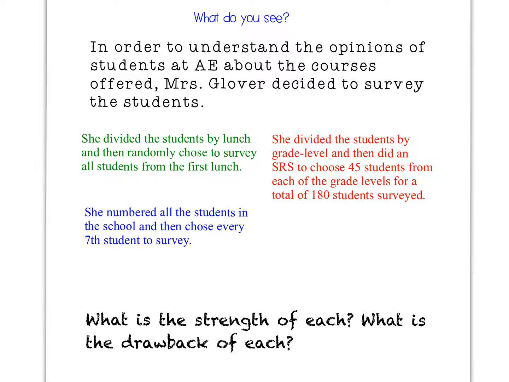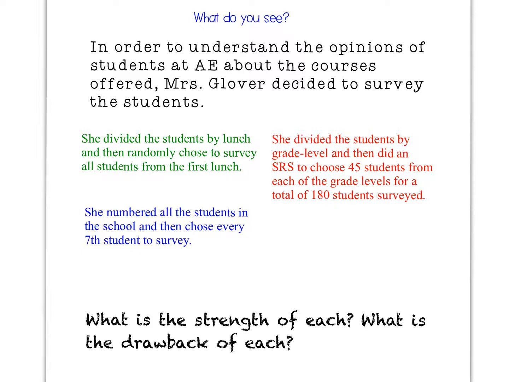Second, she divided the students by grade level. So she divided them up by a common characteristic. Very similar to this, only this is a characteristic and this is more of a location, all the students in one area at one time. Then she did a simple random sample to choose 45 students from each grade level for a total of 180 students surveyed. So in this case, her simple random sample is to choose from those common characteristic bands of grade level. And then lastly, she numbered the students in the school and then chose every 7th student to survey.